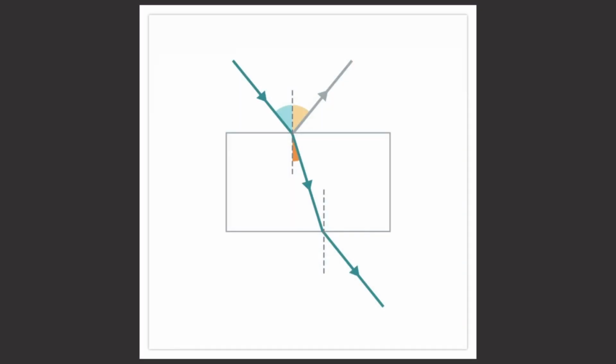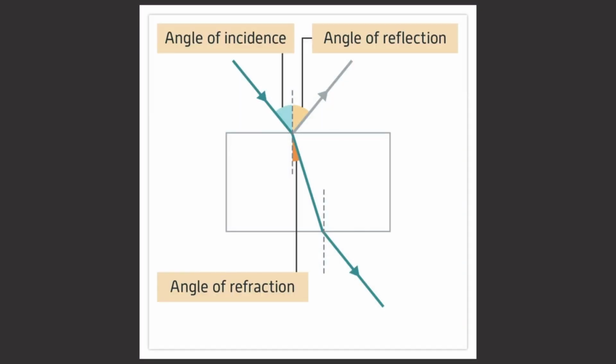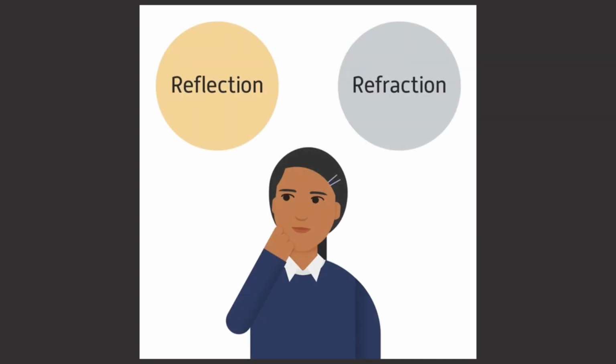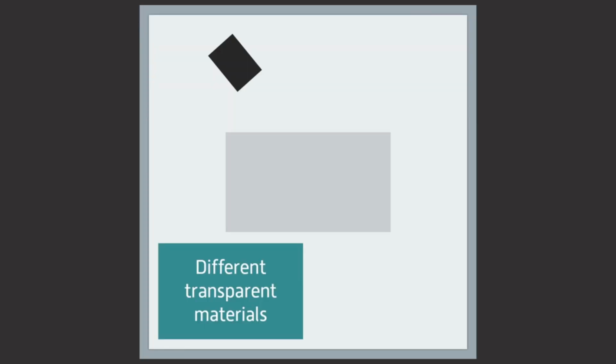Draw the positions of the rays on the paper and measure the angle of incidence, the angle of reflection, and the angle of refraction. Make sure that you understand the difference between reflection and refraction. The words are similar, but the processes are very different. You can repeat this experiment using blocks of different transparent materials, including water.